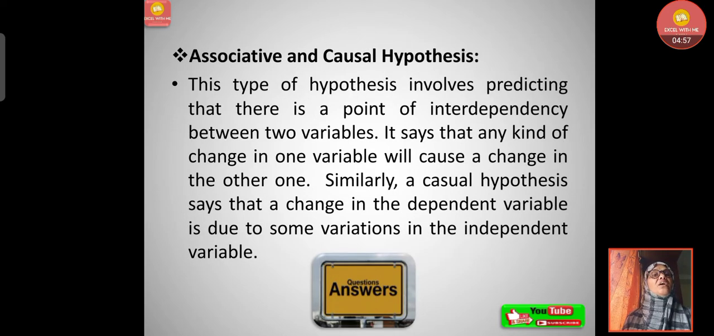Now associative and causal hypothesis. This type of hypothesis involves predicting that there is a point of interdependency between two variables. We are predicting or assuming that there is a point of interdependency between two variables. It says that any kind of change in one variable will cause a change in the other one. Similarly, a causal hypothesis says that a change in the dependent variable is due to some variations in the independent variable.